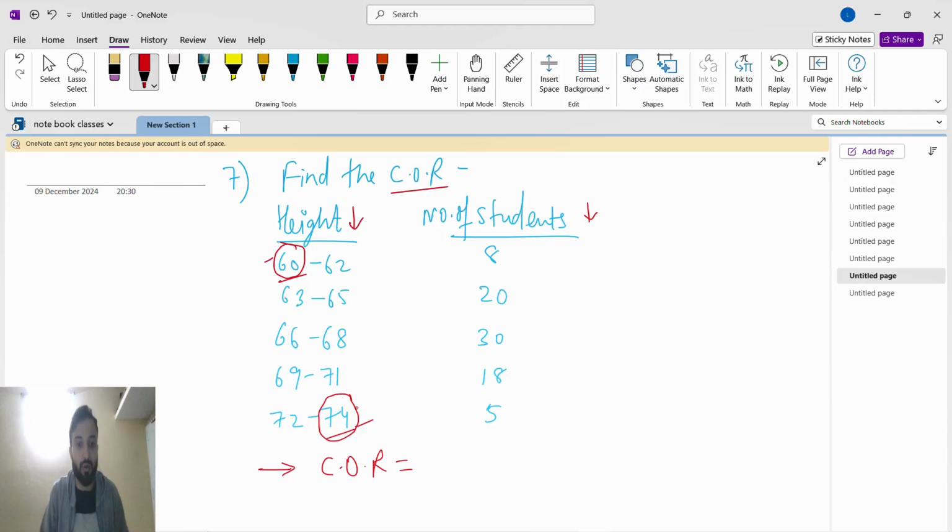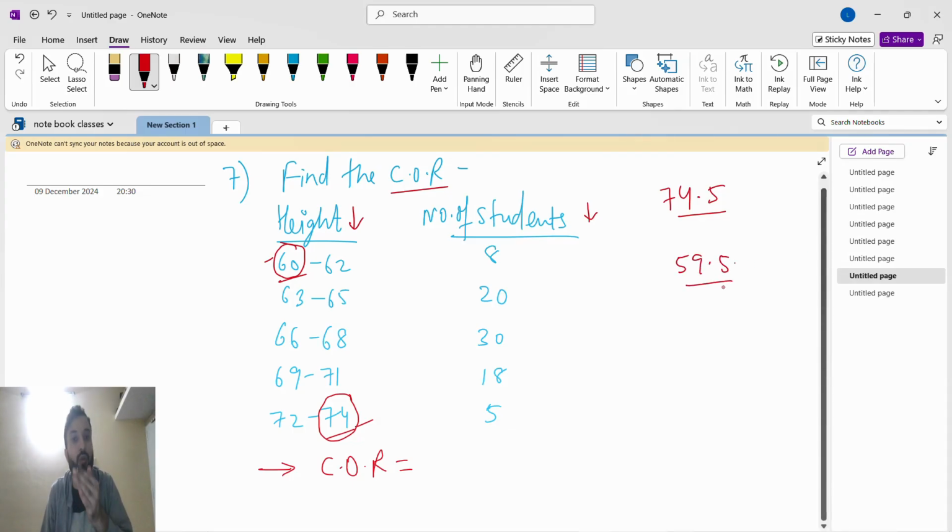So what we are going to do is convert this 74 and 60. 74 is the upper class limit, it will become 74.5, because from the upper class limit we will add 0.5. This is the lower class limit, 60. It will become 59.5, because from the lower class limit we will subtract 0.5. These are the things we are not going to change.